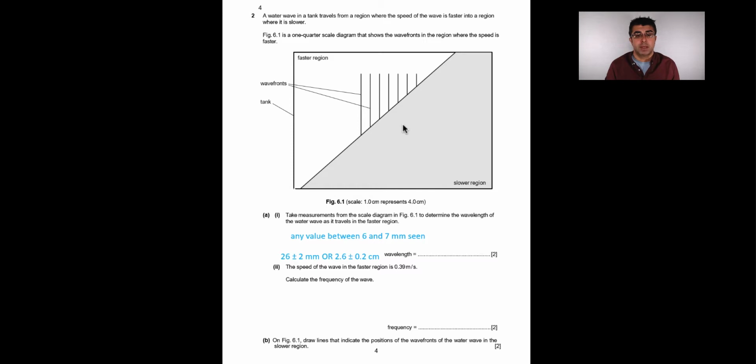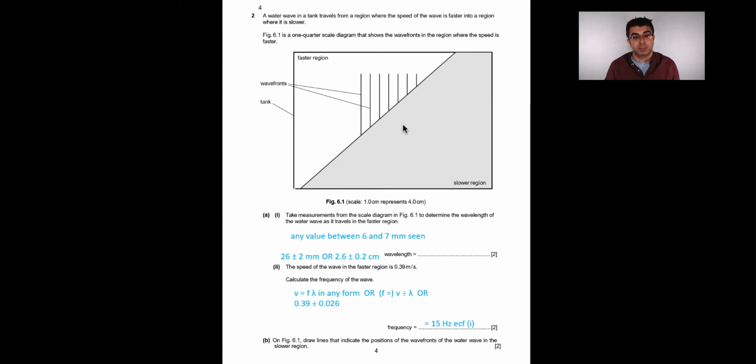Okay. The speed of the wave in the faster region is 0.39 meters per second. Calculate the frequency of the wave. Again, v equals f lambda, so f equals v divided by lambda. So that's the speed of 0.39 divided by the wavelength that you found. In the official exam sense, it was 0.026. And if you plug in the numbers, you get 15 Hertz.